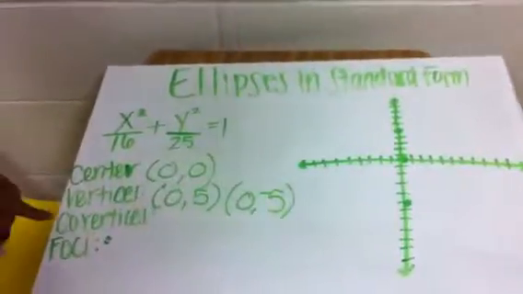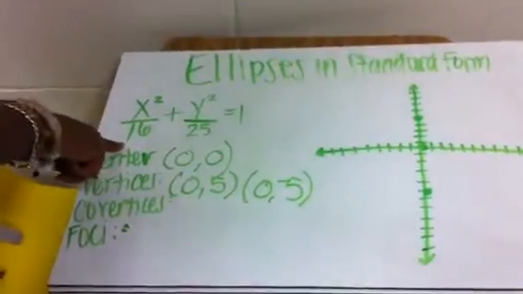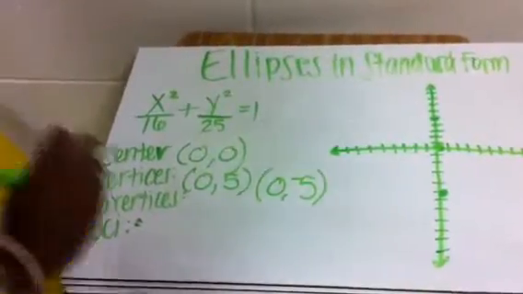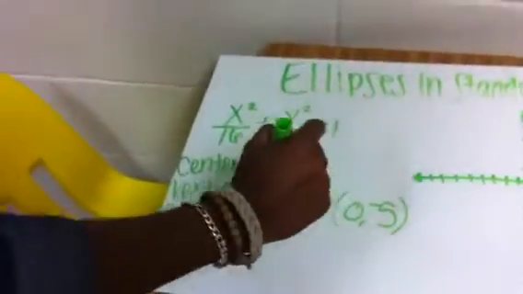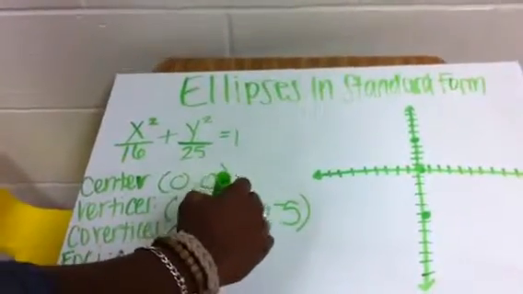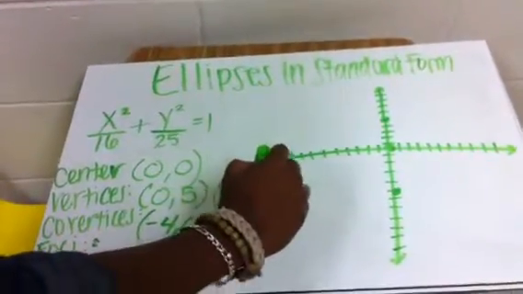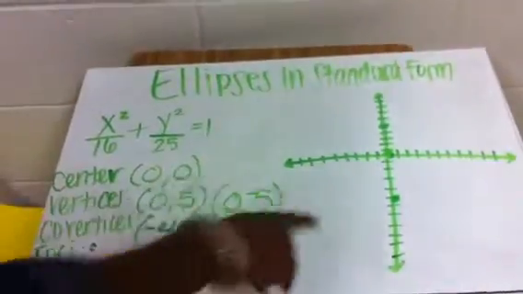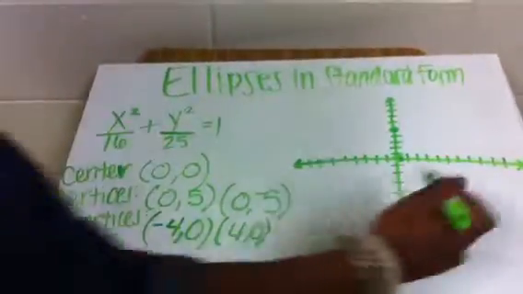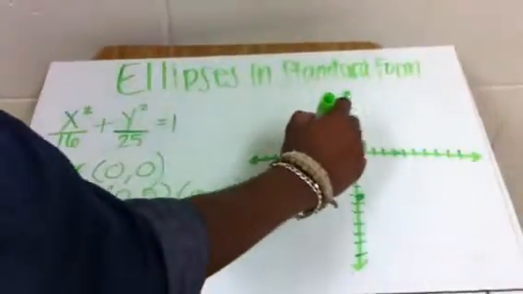Once you find the vertices, you need to find the co-vertices. And since that is 16, the square root of 16 is 4. So your co-vertices would be negative 4, 0, and 4, 0. Once you find that, you plot it on the x-axis since the numerator is x above 16, and you move right 4 and left 4.